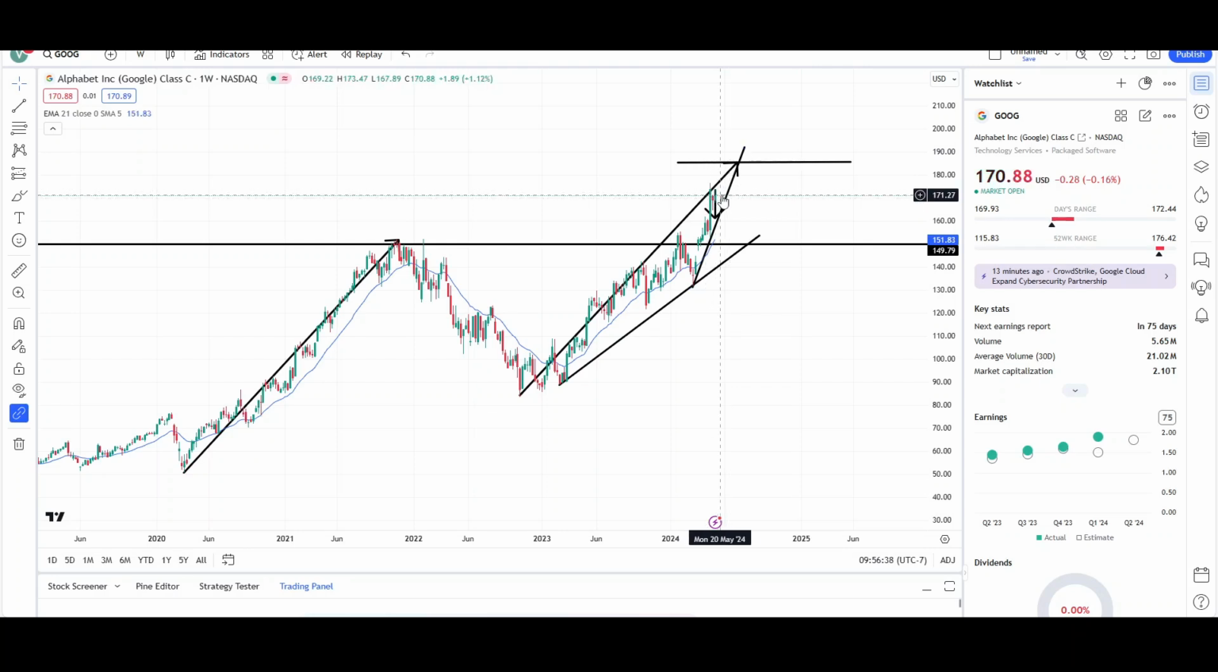I'm not saying traders should enter right here, but all I'm saying is that the momentum is still strong to the upside, and most likely it will continue even after we see a drop. The only thing that will change my bias is if we see a large drop. So that's all I have for Google on the daily and weekly charts.